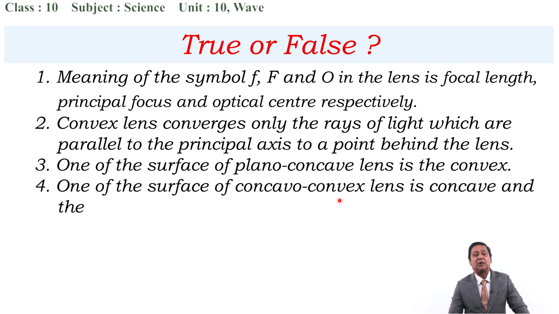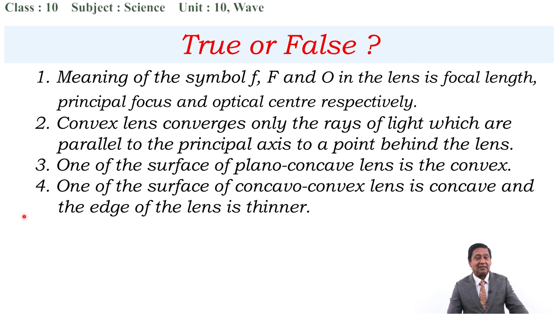Fourth, one of the surfaces of the concavo-convex lens is concave and the edge of the lens is thinner. Is it? Okay. Looking at all these arguments, which one is correct and which one is incorrect? I think till now you have decided. If not, have a look.